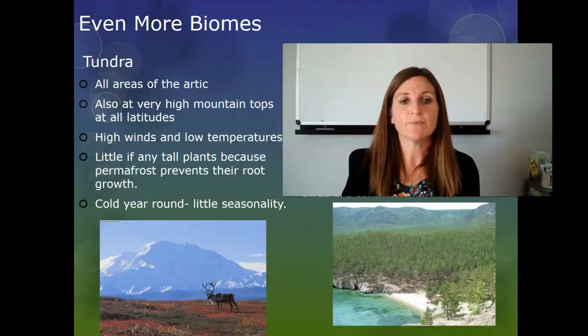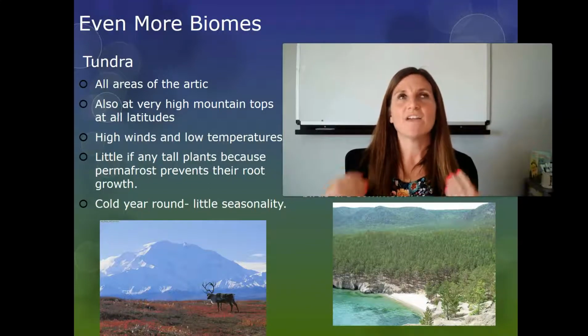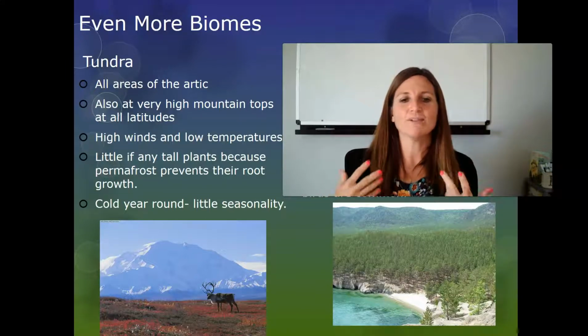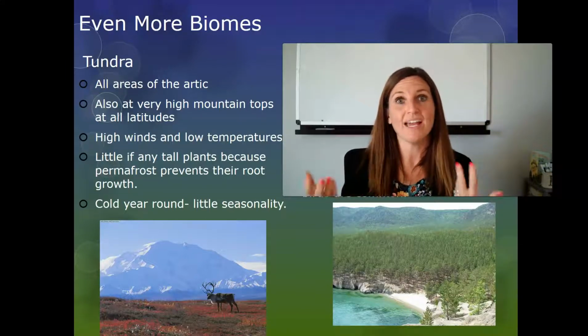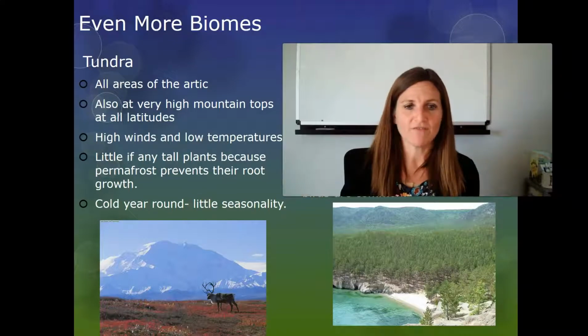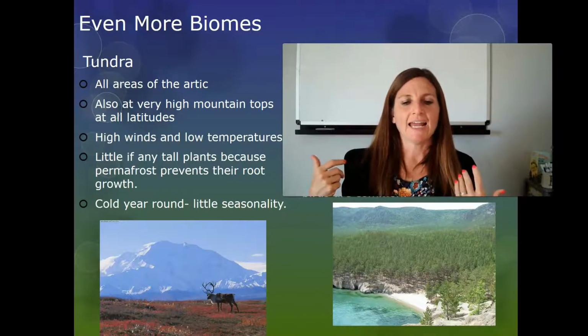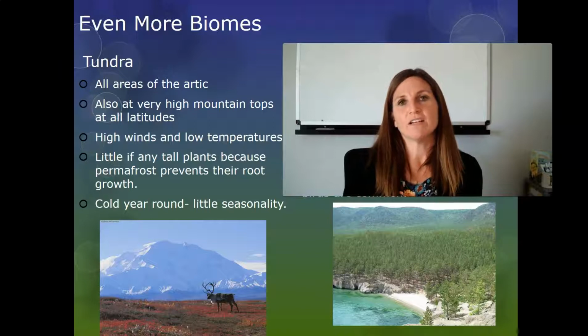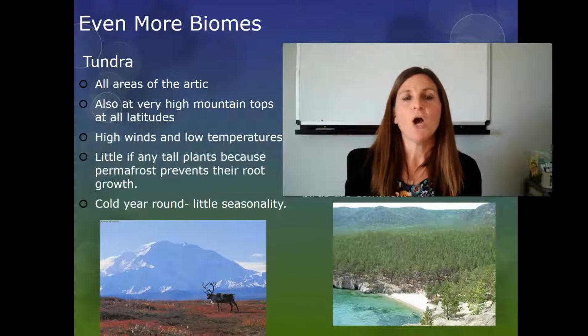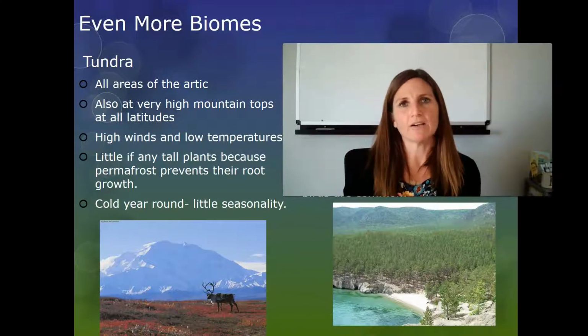The last two biomes that we're going to look at are the tundra. The tundra covers all the areas of the Arctic. This is very cold. You can almost think of it like a very, very cold desert. There's very little rainfall. It's cold year round, high winds, low temperatures. And up in the tundra, there's a very short growing season. There's something called permafrost in the tundra, which means that the lowest layers of the earth, of the soil, never thaw.